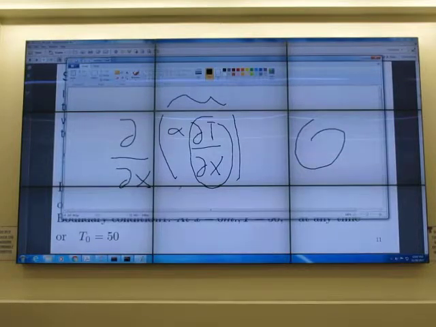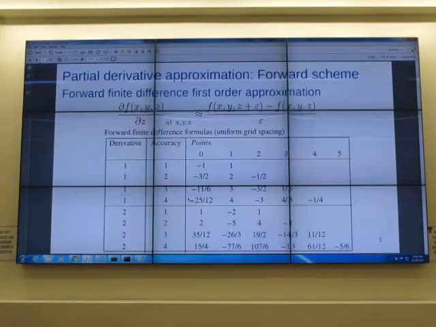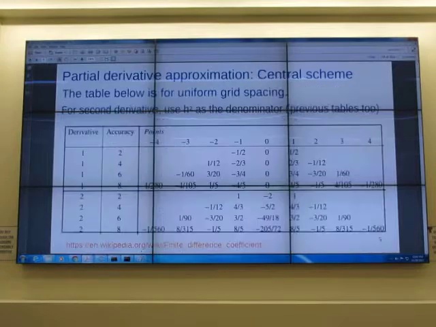Okay? How do you do this twice? dT by dx twice. Any idea? So you can use the central formula. You use that formula twice. At the end, you get something like that. Believe it or not, at the end you get something like that.